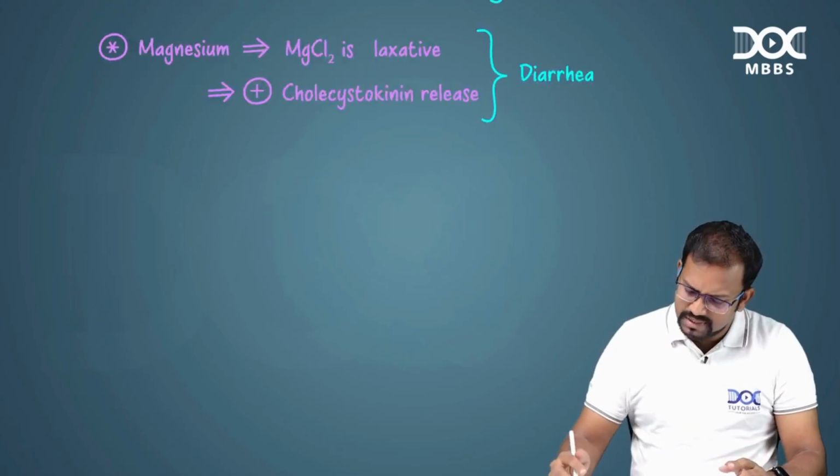Is that clear? Please remember this mnemonic, guys: aluminum causes minimum stools. Aluminum causes minimum stools, magnesium causes easy stools. So aluminum causes constipation, magnesium causes diarrhea, right? Now we'll move to the next one, that is sucralfate.